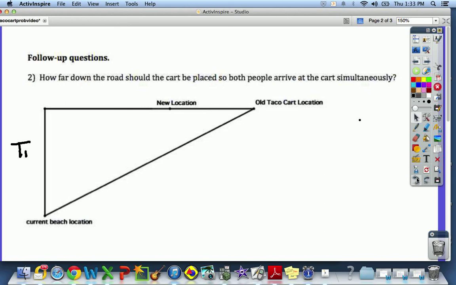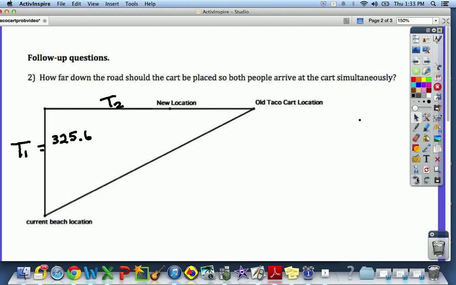The time for the first person to go from their current beach location to the road, I would consider time 1. And time 2 would be the time it takes to go from the intersection of the road and the beach down to the new location of the taco cart.